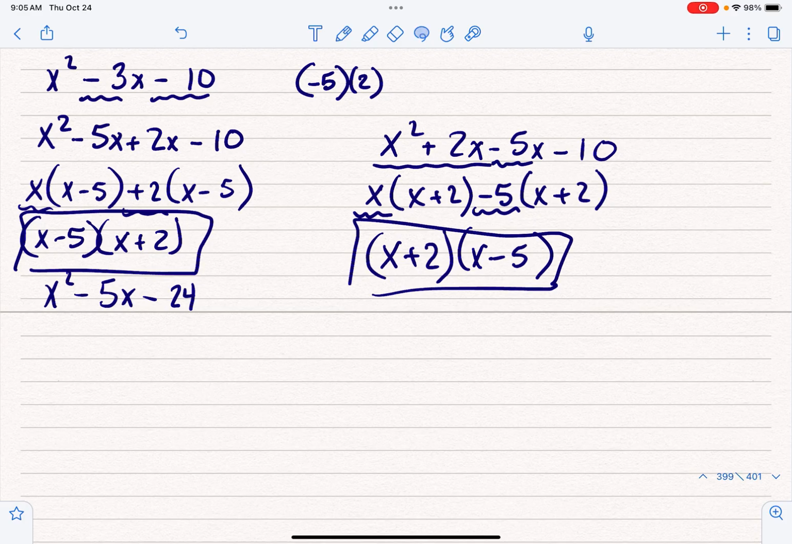I just multiplied in a different order. But we know that you can multiply in any order, and it still doesn't change it. And so same thing here. With this one, you might say, what are the factors of negative 24 that add up to be negative 5? And I would say negative 8 and 3.